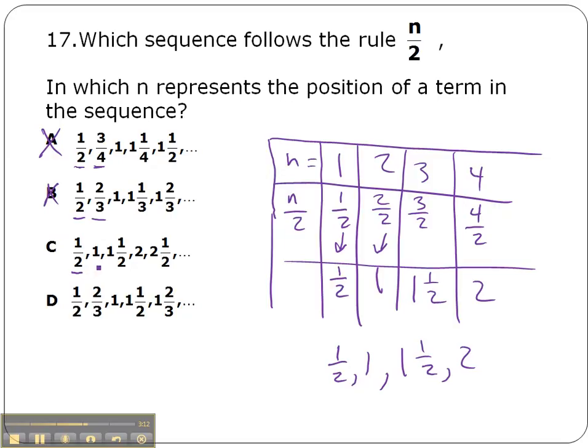Answer choice C, 1/2, 1, 1 and 1/2, 2, 2 and 1/2. This is matching our sequence. So answer choice C is the correct answer.